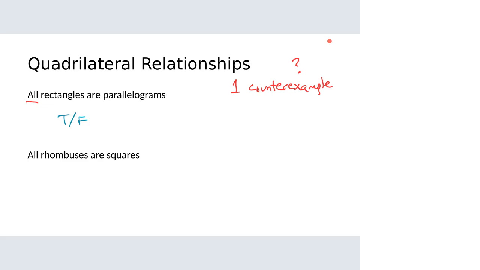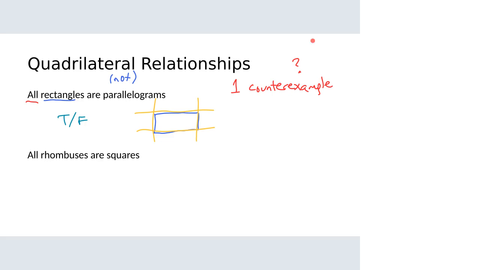All rectangles are parallelograms. So what I'm going to try to do is draw a rectangle that is not a parallelogram, because if I can, then that is my counterexample. So let's see here. I'm going to draw a rectangle. Okay, well, poorly drawn, but parallelogram means both pairs of opposite sides are parallel. Yeah, that rectangle is a parallelogram, so that's no good as a counterexample.